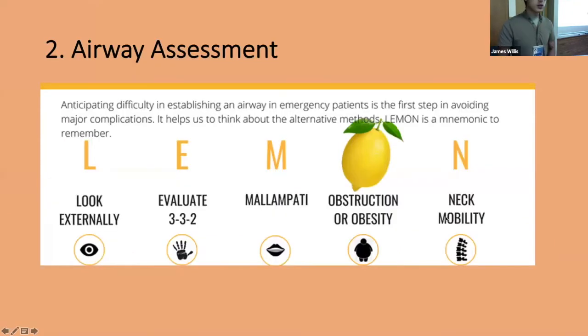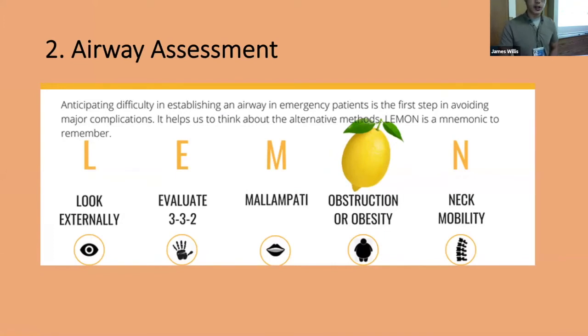So the next thing you want to do is quickly assess the patient's airway. Dr. Agnor gave a great talk about this already, but to quickly go over it, LEMON is a way to anticipate difficult airways, and it reminds us that RSI is not the ideal approach for all patients.